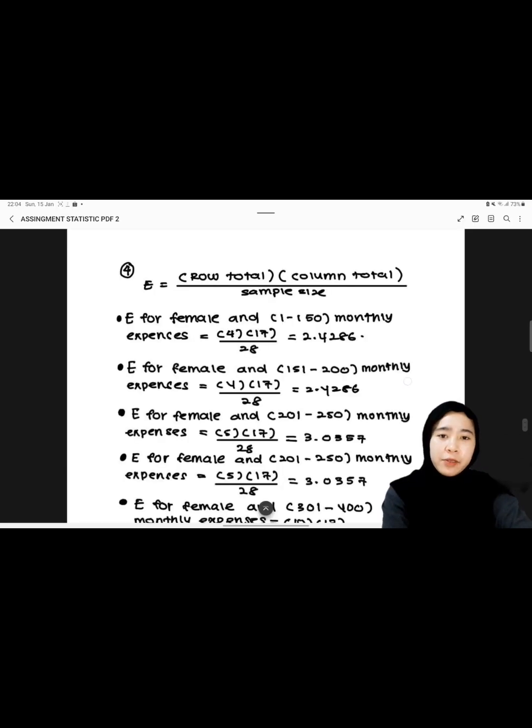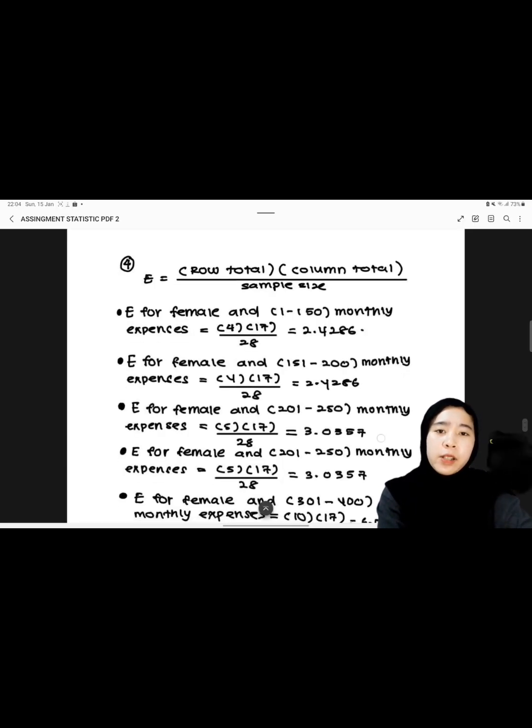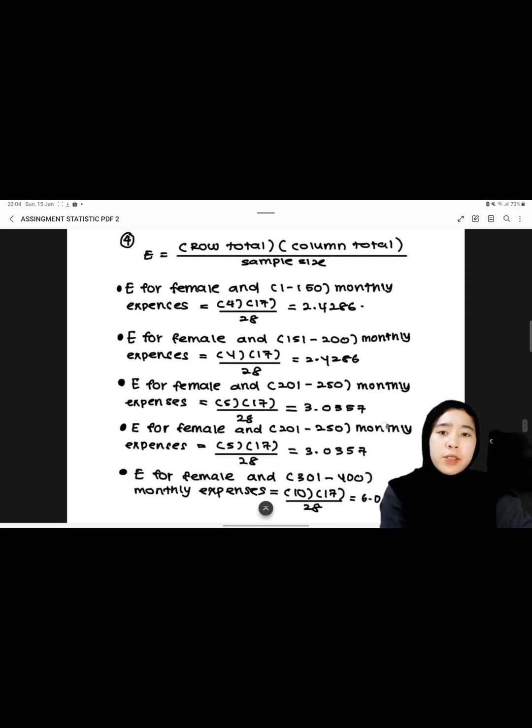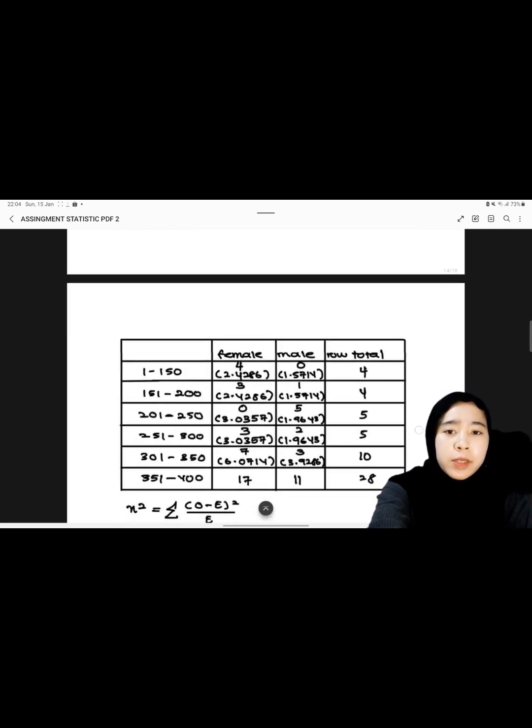Okay, for step 4, we must calculate the expected value for each monthly expense. So we use this formula to calculate the expected value: the summation of row multiplied by the summation of column over the sample size. Our sample size right now is 28. As you can see, I already show you the working steps. We must calculate for each monthly expense, but don't forget to double check your working steps. After we calculate all the data, we put it on a table like this.